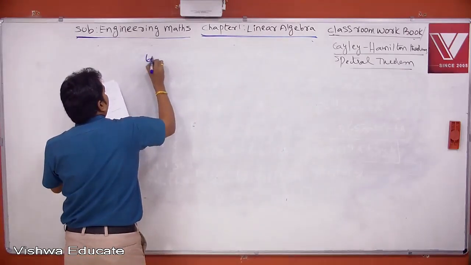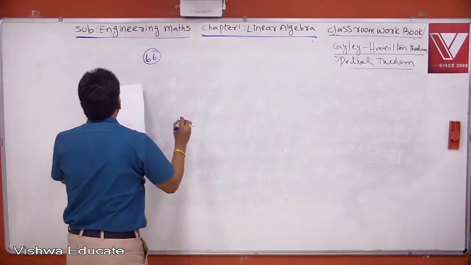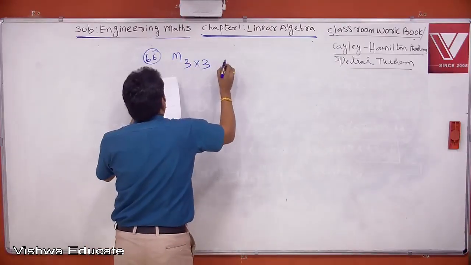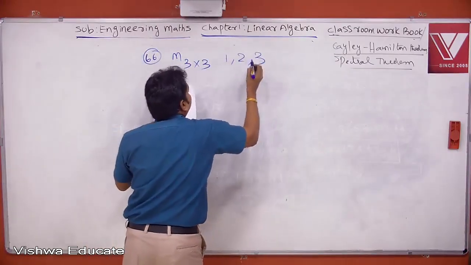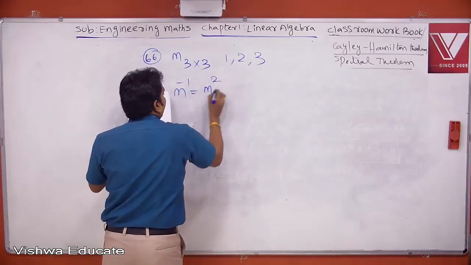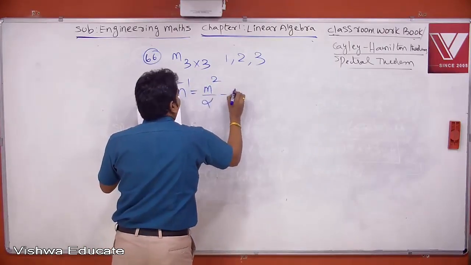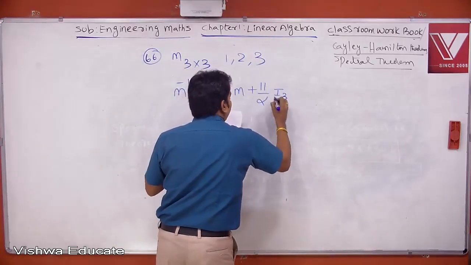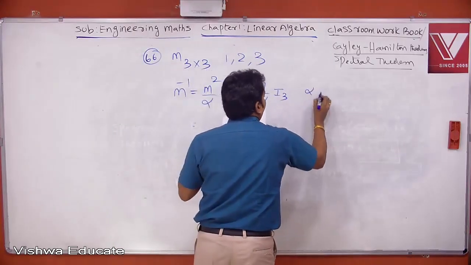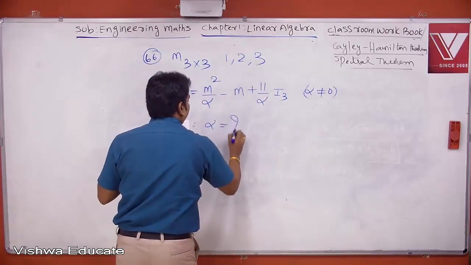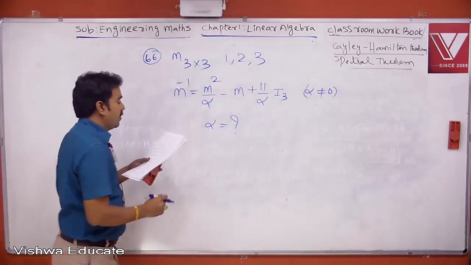Question number 66. Suppose M is a 3 by 3 matrix with eigenvalues 1, 2, 3. And it is given that M inverse equals M square by alpha minus M plus 11 by alpha into I3, for some scalar alpha not equal to 0. Then what is the value of alpha? This is the given question.